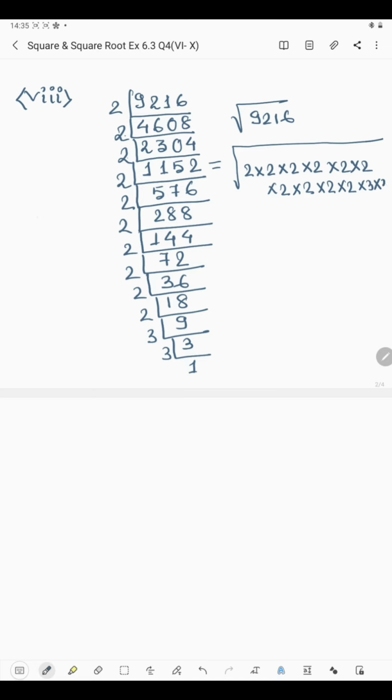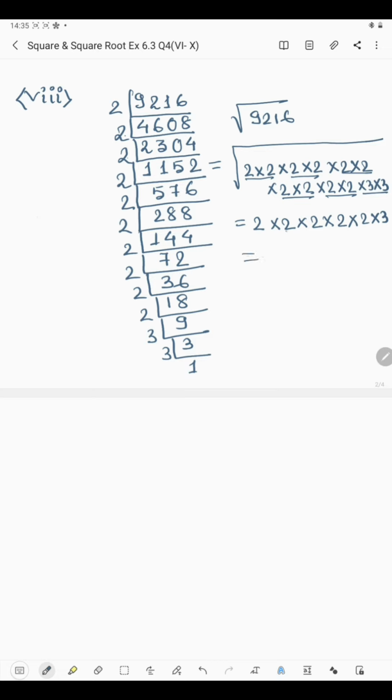So 1, 2. Okay. Now from this pair we will take 1, from this we will take 1, from this pair we will take 1, from this pair we'll take 1, from this we'll take 1, and from this we will take 1.